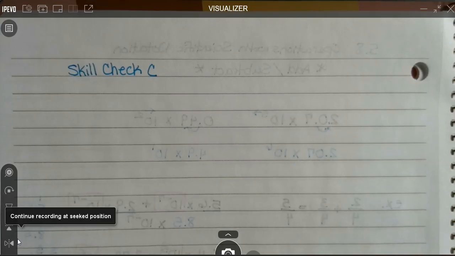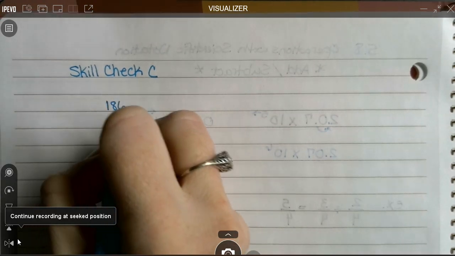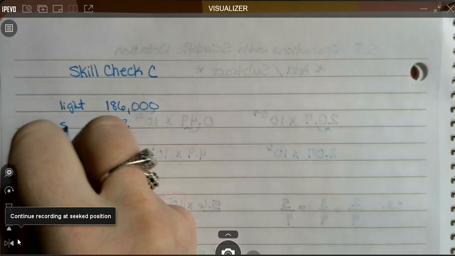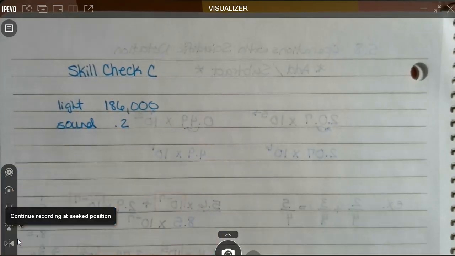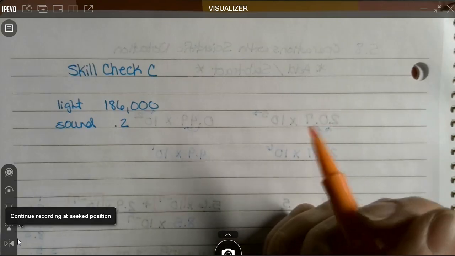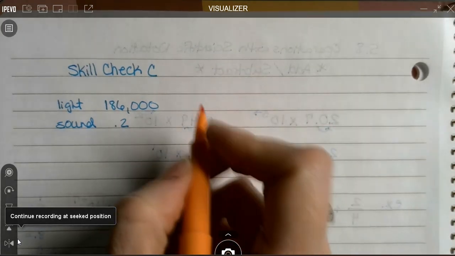Okay, last but not least, if we look at skill check C, it says light travels at 186,000 miles per second. Sound travels at 0.2 miles per second. So we have 186,000 and 0.2 for light and sound. And it says convert them to scientific notation. So we just need to remember how to convert to scientific notation first of all. We've been converting back and forth in scientific notation, but we haven't actually been going straight from a number to scientific notation.